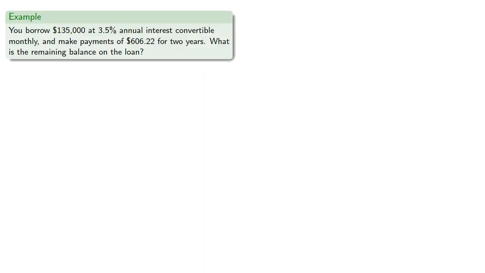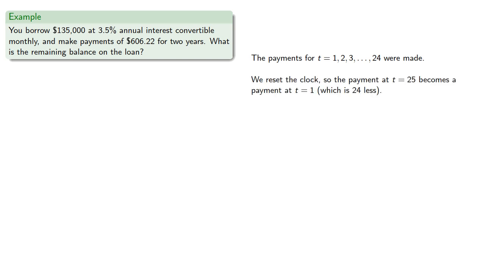For example, you borrow $135,000 at 3.5% annual interest convertible monthly and make payments of $606.22 for 2 years. What's the remaining balance on the loan? So we note that the payments for t equals 1, 2, 3, and so on up to 24 were made. We'll reset the clock. So the payment at t equals 25 becomes a payment at t equals 1, which is 24 less. This would make the payment at t equals 360 a payment at t equals 336, which is 24 less.